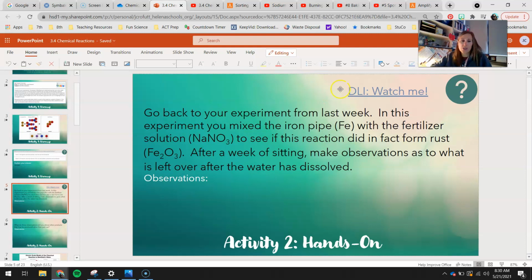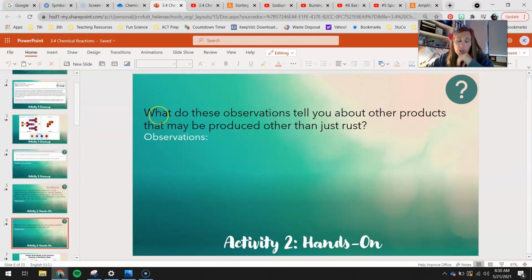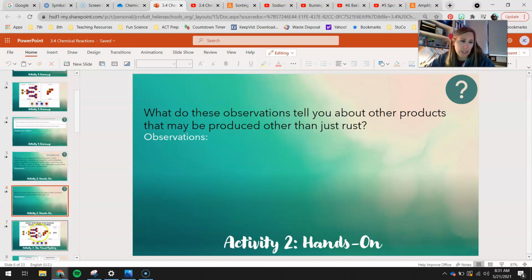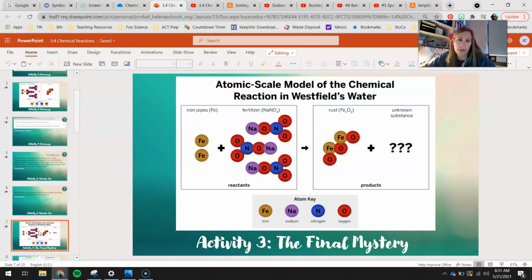All right, so you guys should have just written your observations, and you guys should have answered your questions about any other potential products that could be formed other than the rust. Okay? All right, let's move on to activity 3. Again, your laptop should be facing forward right now.